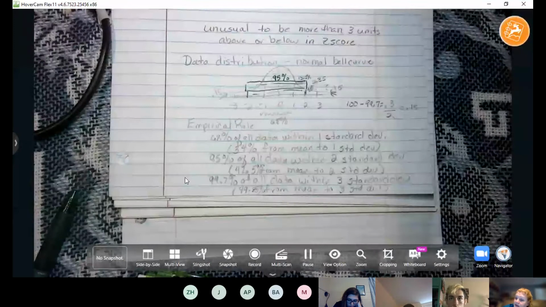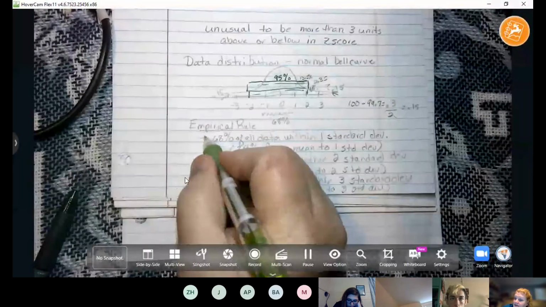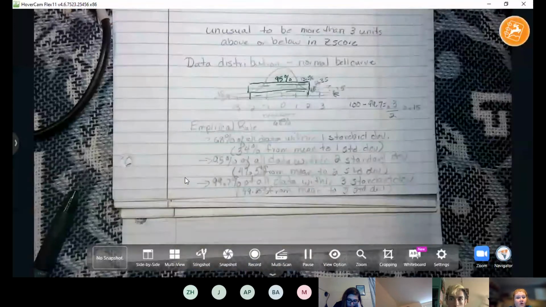But the 3 parts of the empirical rule are this, this, and this. We found the other values because they were implied from the empirical rule.